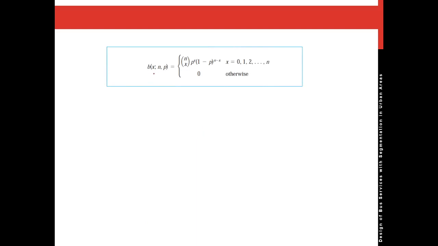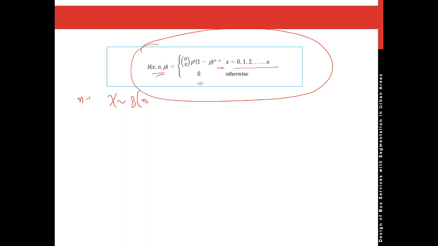This b(x; n, p) is, therefore, we can define the probability mass function as n choose x, p raised to x, into 1 minus p all raised to n minus x, where x is 0, 1, 2, up to n, and 0 otherwise. So this is the PMF of the binomial distribution. So if we have an experiment of length n, then X follows binomial. We denote it binomial(n, p), and its probability mass function is n choose x, p raised to x into 1 minus p raised to n minus x.